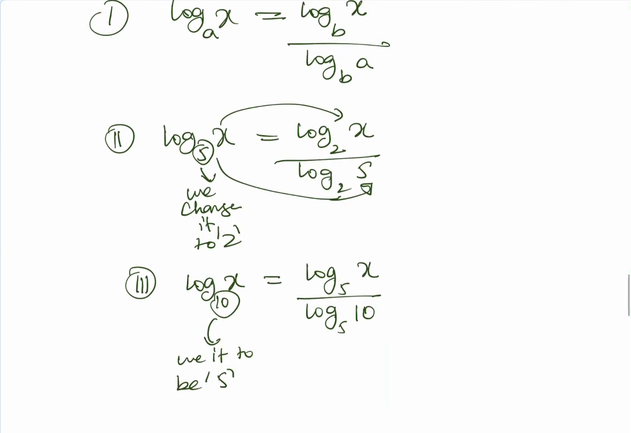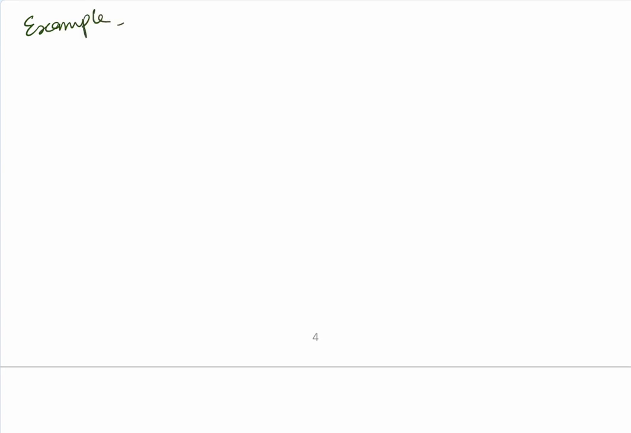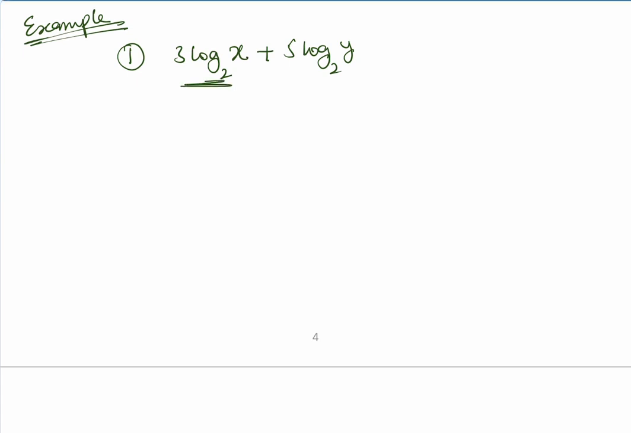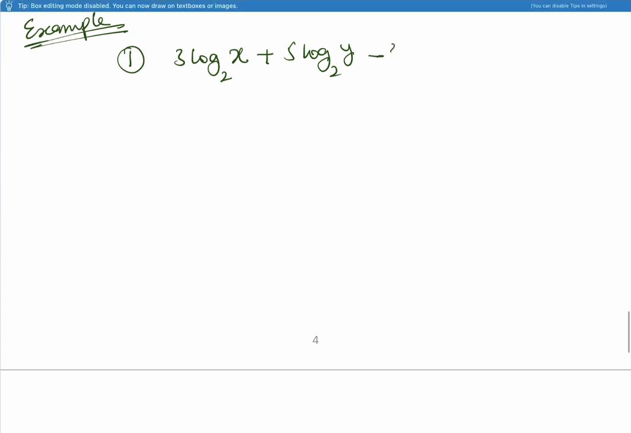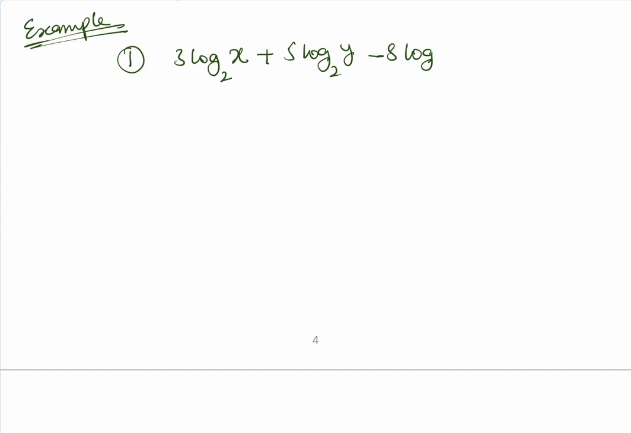I'll give you an example regarding that. So we are going to see an example of a question where we would be using change of base. So you can see 3 log 2 x plus 5 log 2 y. You can clearly see that there is dominance of log base 2 here, and this minus 8 log 8 z equals 0. Now you can clearly see that there is an anomaly here, that there is dominance of log base 2, and this is log base 8. So we have to get rid of this base 8.